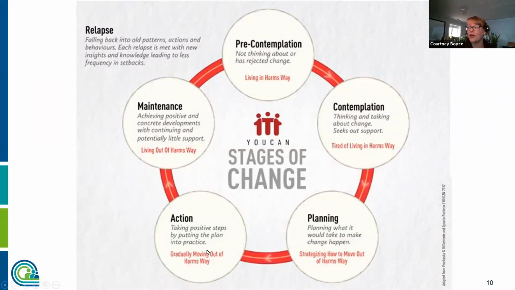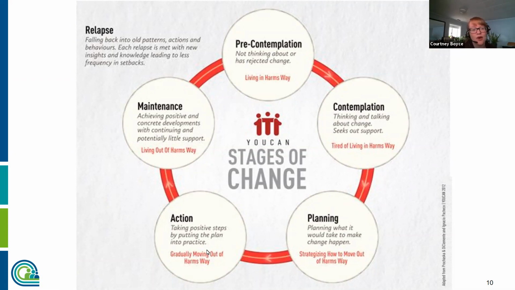And then action, where they're actively taking those steps to be able to put their plan into practice, and they're gradually moving out of harm's way. And then maintenance, when they've achieved that positive and concrete development with continuing and potentially little support, and they're living long-term out of harm's way.